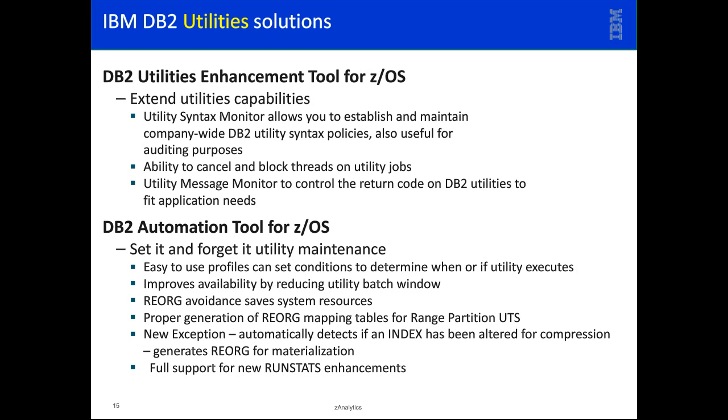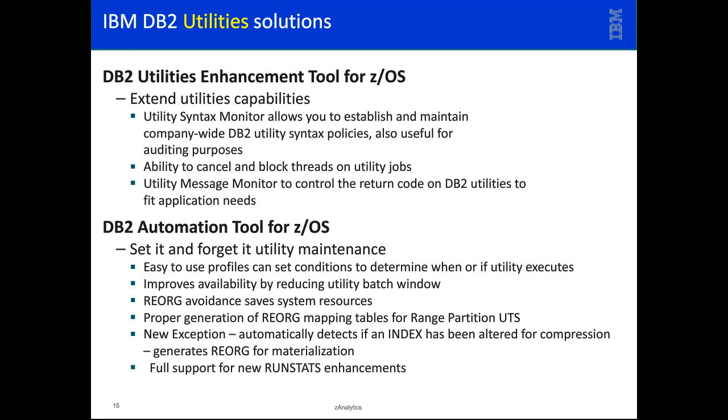Part of the automation is to run utilities by exception, and we provide more than 200. If you look at the exception to detect if an index has been altered, we can do this for compression. We'll allow you to generate a REORG for materialization. These are just some of the functions that we provide for the automation tool. And together with these two tools, it will really help you run the utility only when it's required and in the most efficient way.